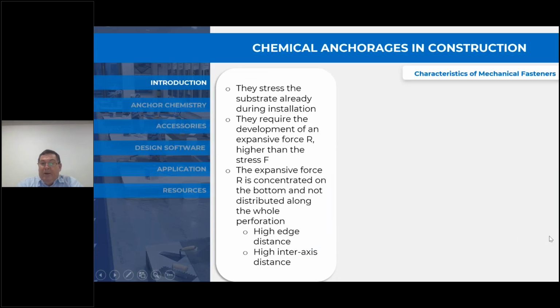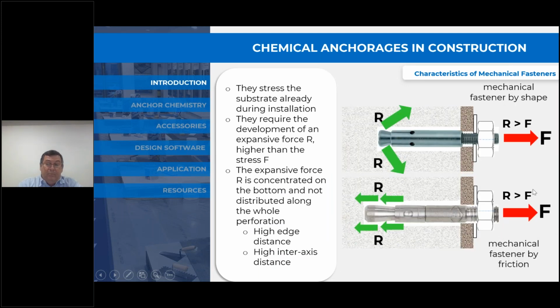So, okay, we talk about the characteristics of mechanical fasteners. Here we have a mechanical fastener and the force trying to pull out. So we have this stress or load build-up. They stress the substrate already during installation, so they're immediately under stress. They require the development of an expansive force, and the expansive force is concentrated on the bottom and not all the way through the anchor. So it's not distributed along the whole perforation. The high edge distance and the high inter-axis distance is also an issue.